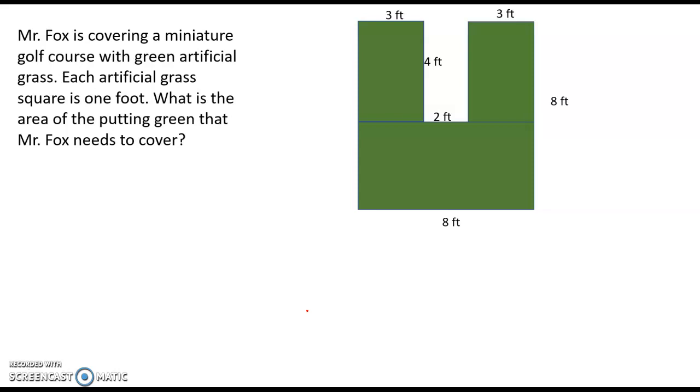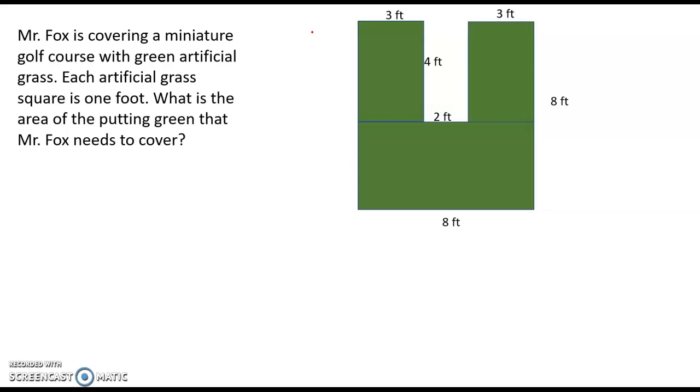Mr. Fox is covering a miniature golf course with green artificial grass. Each artificial grass square is 1 foot. What is the area of the putting green that Mr. Fox needs to cover? Before we talk about this problem, I want to let you know the word artificial means fake. So he's covering his putting green with fake grass.